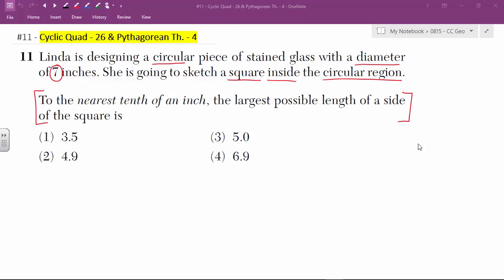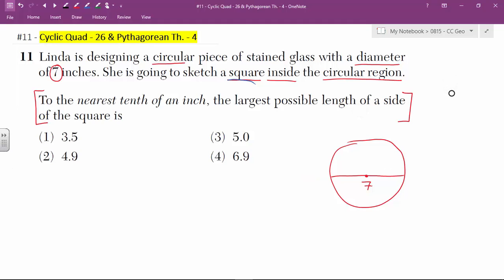11. Linda is designing a circular piece of stained glass with a diameter of 7 inches. Right there, I'm just going to draw a circle, and I'm going to give it a diameter of 7. Why would they be telling me about a circular with a diameter of 7? I wasn't going to use this thing, so let me just get that out of the way. And then she says she's going to sketch a square inside that circle, inside that circular region.